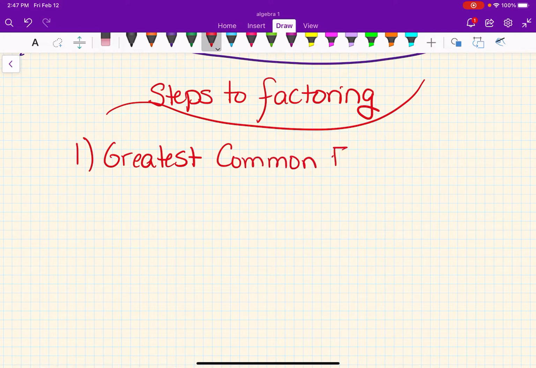This is often, people forget this step, and then they have a hard time because there's a greatest common factor that should have been factored out. Okay, and so every problem, I'm going to look for the GCF as my first step. Step 2, we did this before, identify A, B, and C.